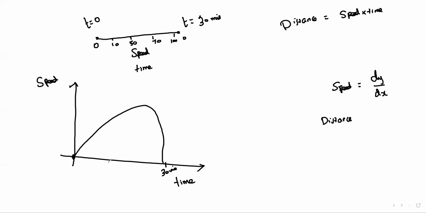So uniformly, my speed is getting increased. And after that, at one point, it again comes to 0. When I reach the place, it again comes to 0. So this is my graph. So I want to calculate the distance from this graph.